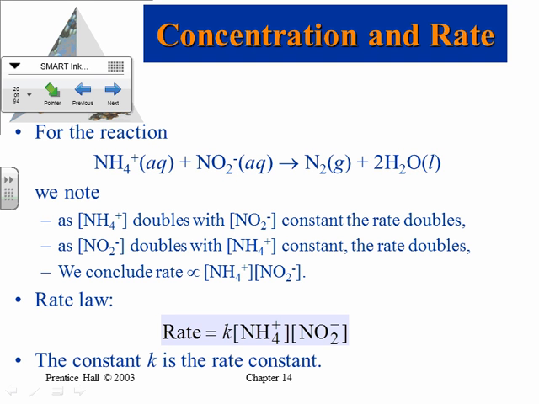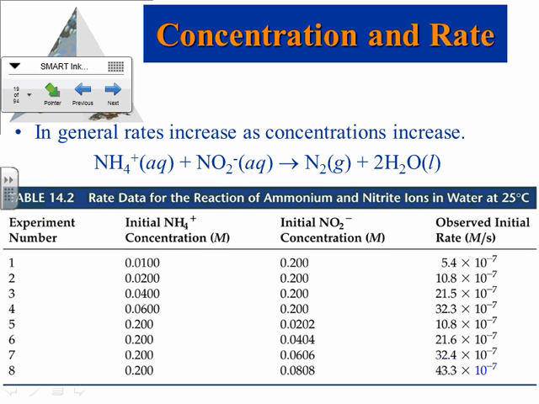So we've got this reaction here, the NH4+, the ammonium ion, reacting with the nitrite ion to make nitrogen gas and water. What you have to note here is that as the NH4+ concentration doubles and the NO2- concentration stays constant, the rate doubles. As the NO2- doubles, the rate also doubles. And so we can conclude that the rate is proportional to the NH4+ times the NO2-.